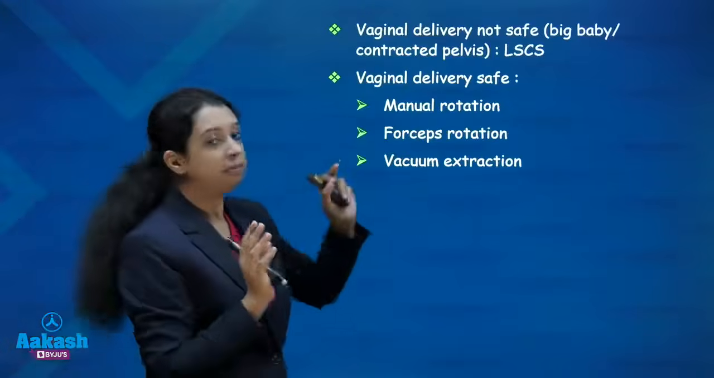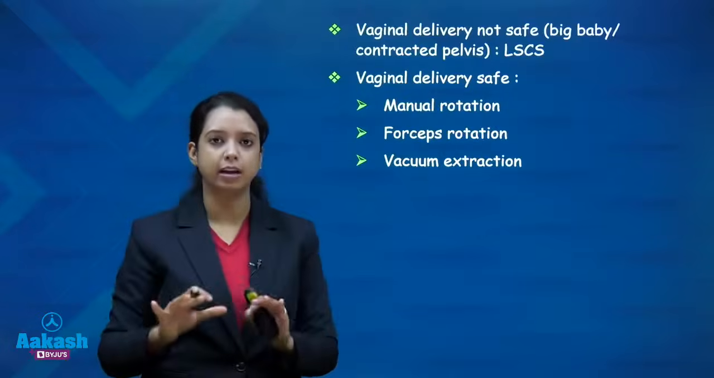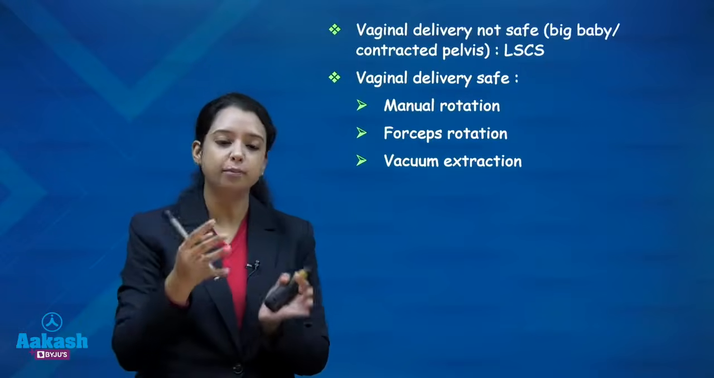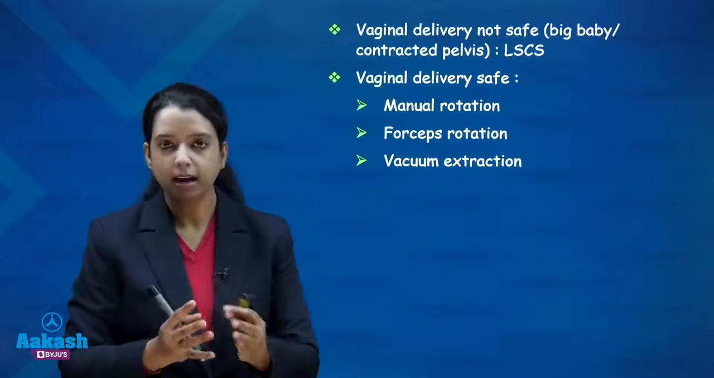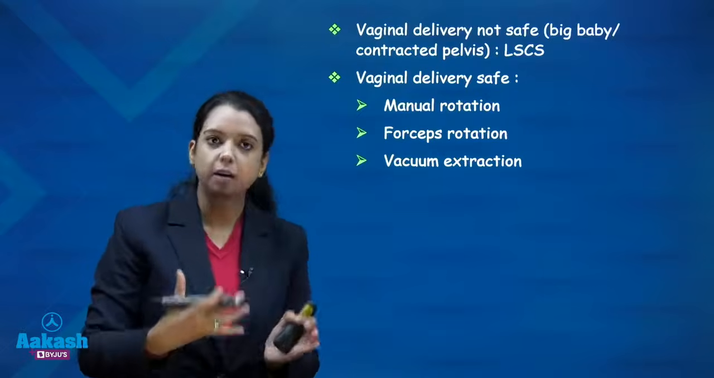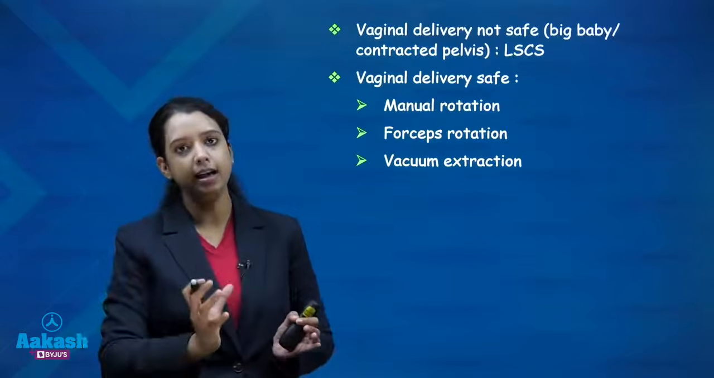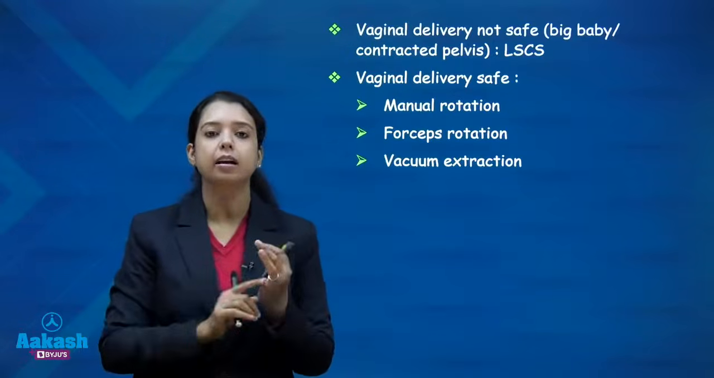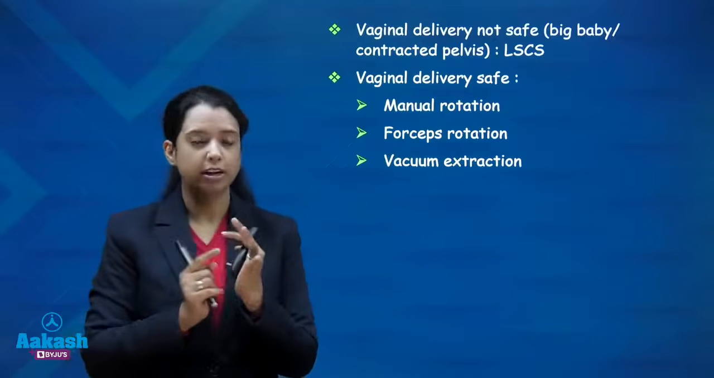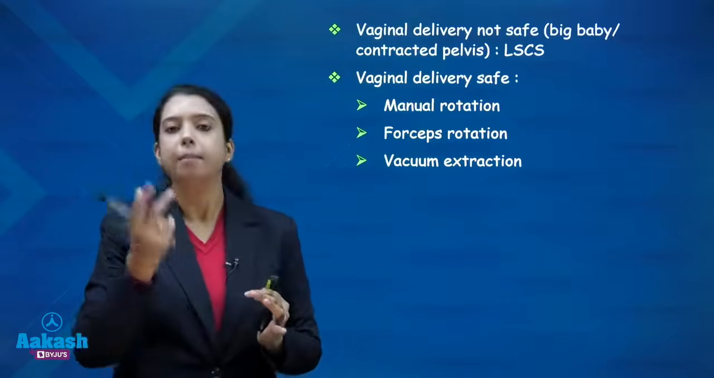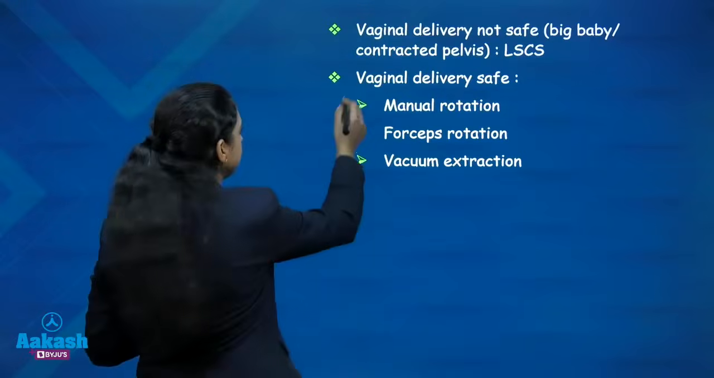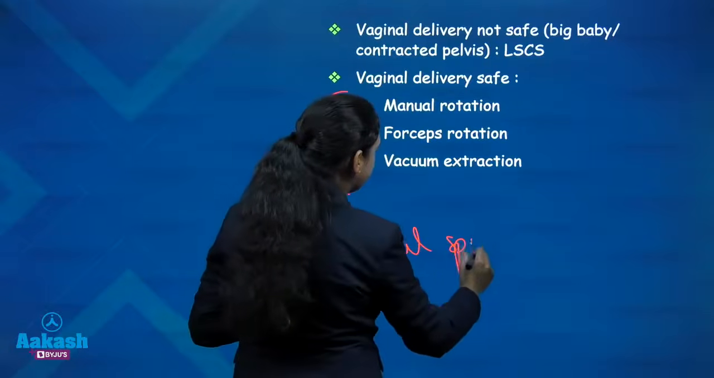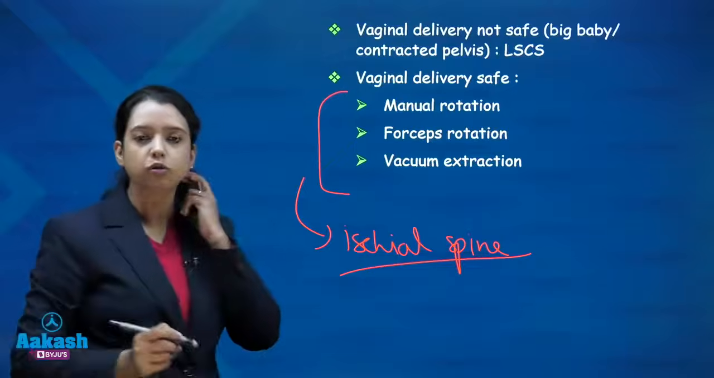Now, how will you decide what to do? Basically the problem is that the head is mal-rotated, right? The head is not rotated well. So you can accomplish delivery only if you can rotate the head and then deliver it. Am I right? Now for rotating the head, the options we have are the vacuum, rotational forceps, and also manual rotation. But for all those, the head has to be below the ischial spine, right? You cannot apply all these instruments when the head is at zero station. The head has to be below the ischial spine.